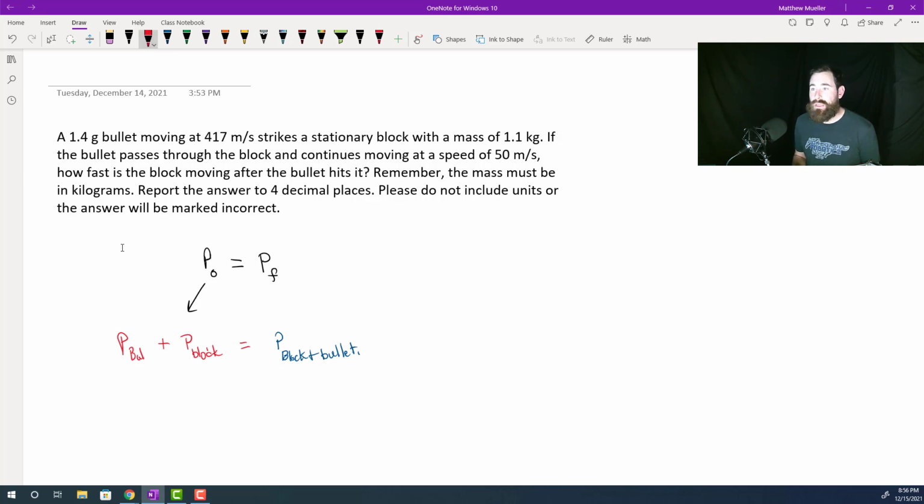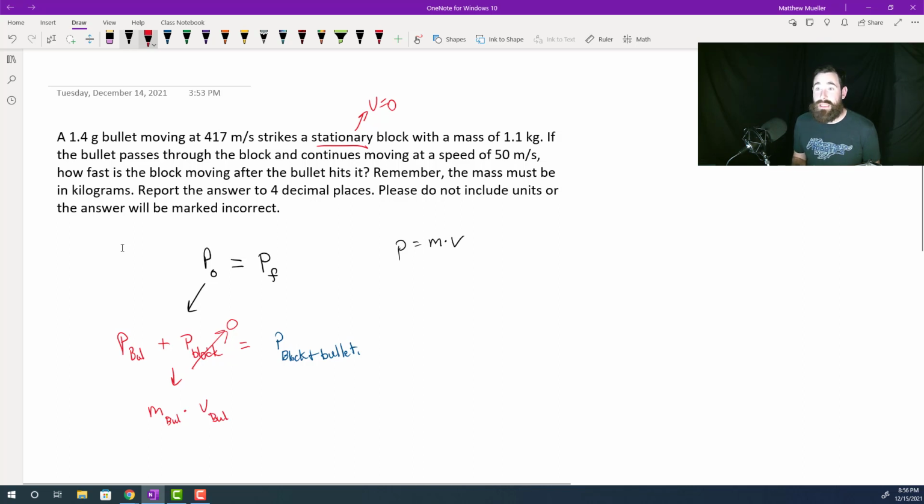Now, one nice thing, we know that the block is stationary, so its velocity is equal to 0. If we recall, momentum is equal to mass times velocity. If the velocity is 0, that means the momentum of the block is 0. So we don't even have to worry about that term, which is really nice. All we have to do is worry about the momentum of the bullet. So on the initial side, we're just going to do the mass of the bullet multiplied by the velocity of the bullet.